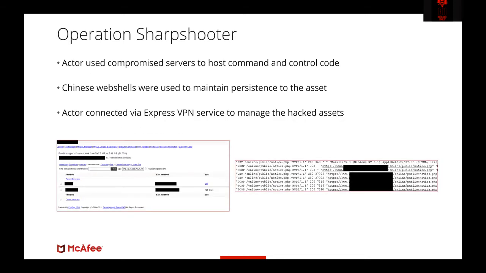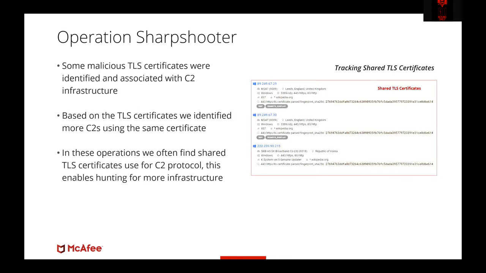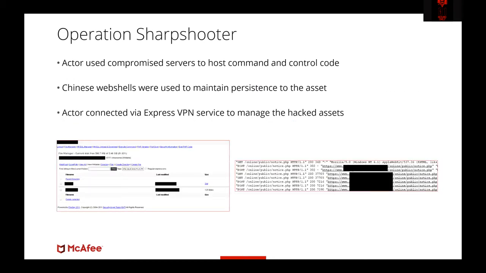Some of the key points here. The actor was essentially compromising servers to host command and control code. We also observed different Chinese web shells used to maintain persistence. In addition, the actor was connecting via ExpressVPN to manage the hacked assets that were involved. Real quick, you can see on the left a screenshot of the web shell that was used to maintain persistence. We also see that the log file over here is showing that the actor had connected to this page, which was the web shell.